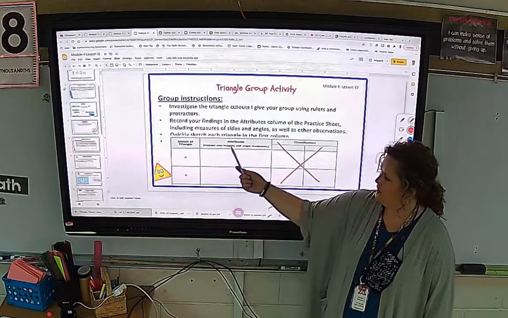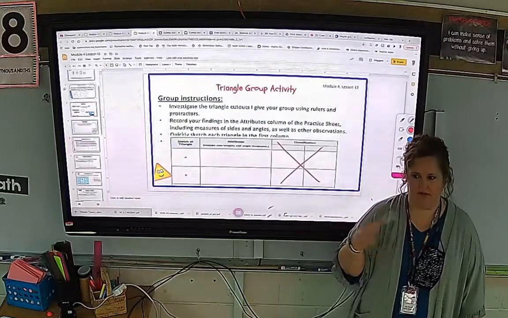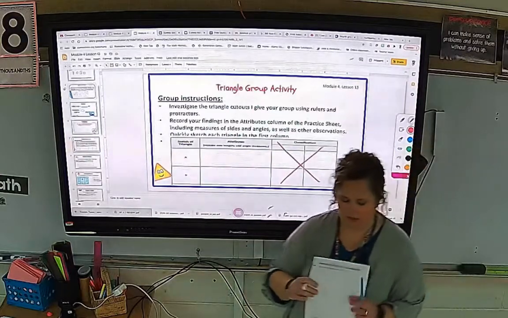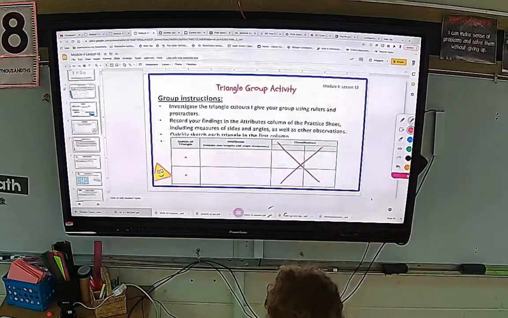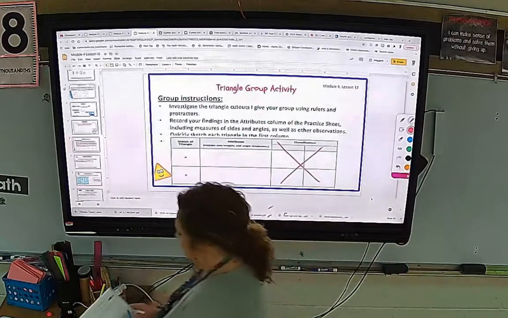Include sides and angle measures. Oh, so you are going to need that ruler and that protractor. Okay, in the time that I give you, I want you to see if you can get these measured. Okay, so if it says triangle A, let me find triangle A.